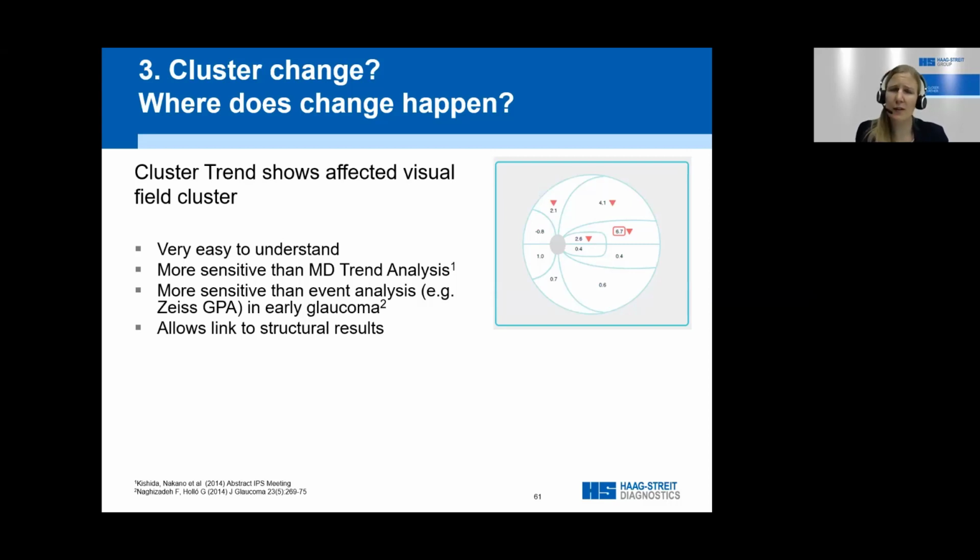I mean, not really surprising because, right, it's local. But it's also more sensitive than an event analysis like you have, for example, in the Humphrey GPA in early glaucoma. But that's because, you know, it's local, but not too local. Because point-wise analysis is just so much influenced by poor patient performance on one day and not on the other, or small fixation losses. That's kind of harder to pick up change. So there's a number of studies really showing the power of this tool. Because it's also easy to read, I can really recommend you to try this.